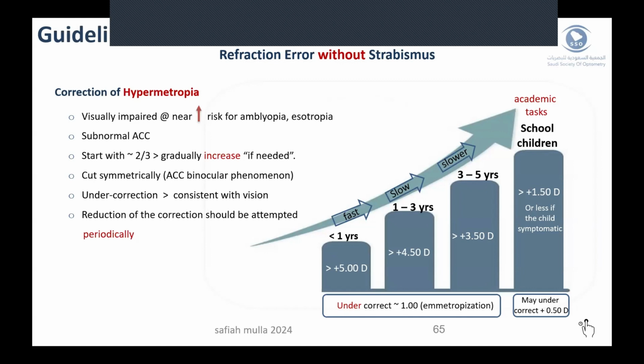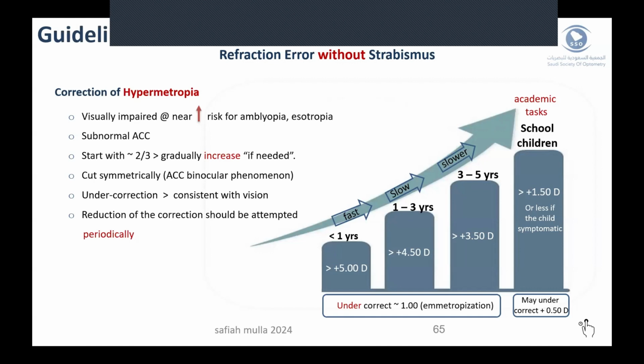You increase and decrease until you reach the point that gives the child the best visual acuity and a comfortable visual system. The reduction of the correction should be attempted periodically. When the child comes to your clinic every time, you try to reduce some of that hyperopia, like reducing 0.5, and see if the child feels okay with it, then you go for it. If the child says no, then you go back until he is ready to reduce that part of the hypermetropia.